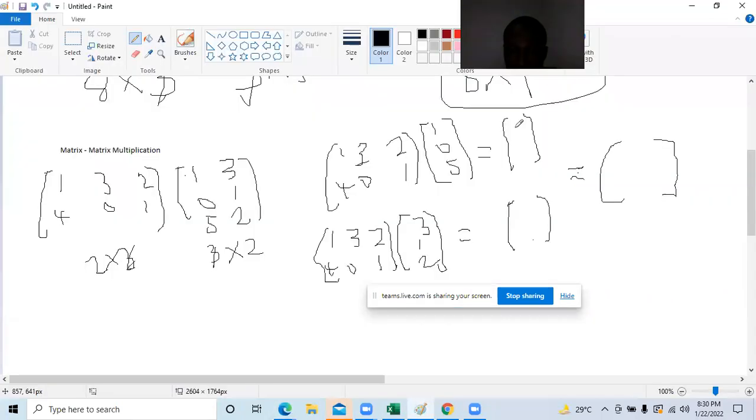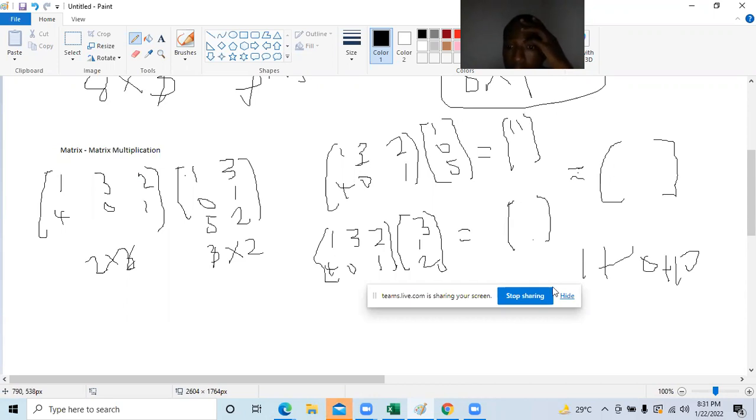Right. So who has the answer to this? Let me not waste time. 1 times 1 is 1, plus 3 times 0 is 0, plus 2 times 5 is 10. So this is 11.